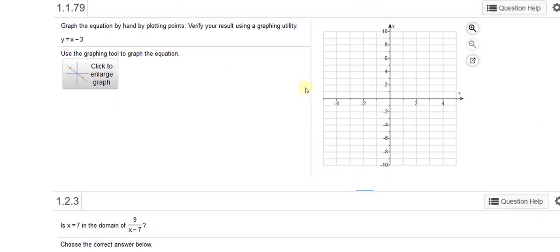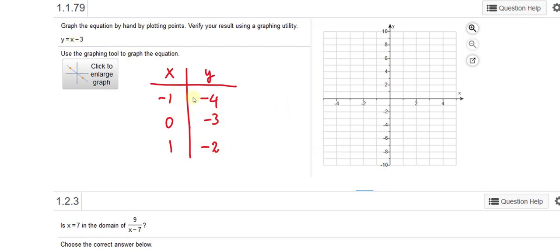Next question. Graph the equation by hand by plotting points. So we can make a table. This is x, y. Let's pick a few random points: minus 1, 0, and 1. When x is minus 1, minus 1 goes to x, minus 1 minus 3, that is minus 4. When x is 0, 0 minus 3 is minus 3. When x is 1, 1 minus 3, that is minus 2.